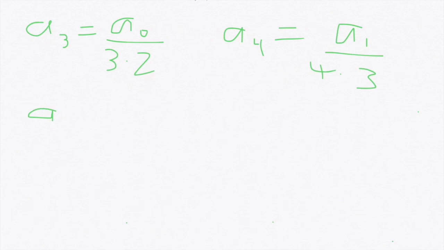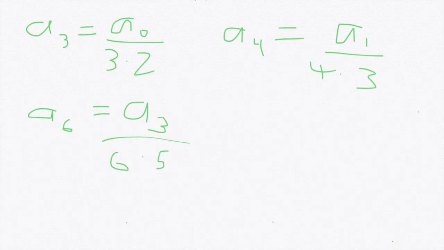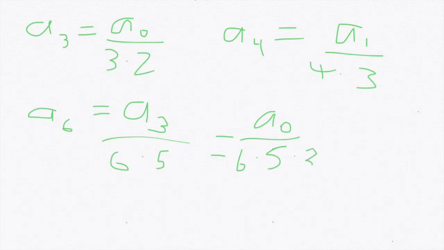So you can get a of 6 is equal to a of 3, based on the recurrence relation, over 6 times 5. But we know a of 3 is equal to a of 0 over 3 times 2. So we know a of 6 is equal to a of 0 over 6 times 5 times 3 times 2.